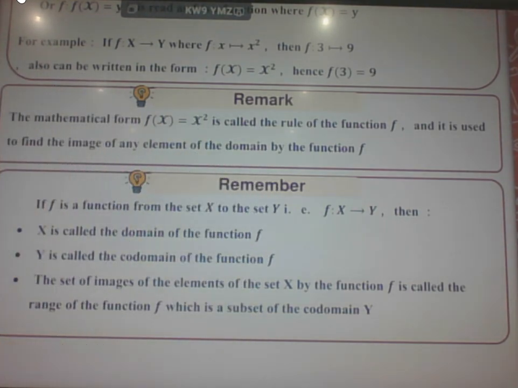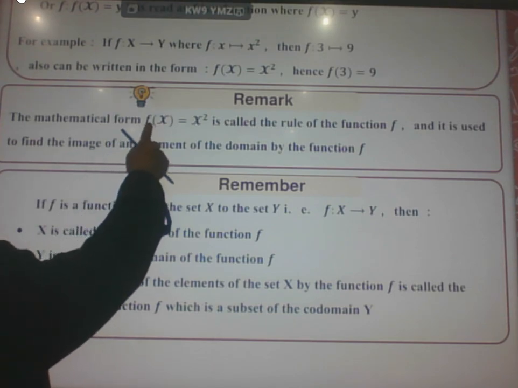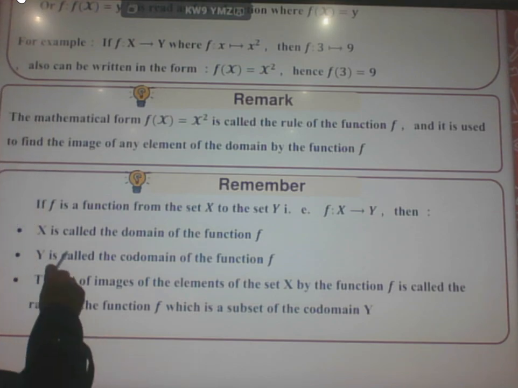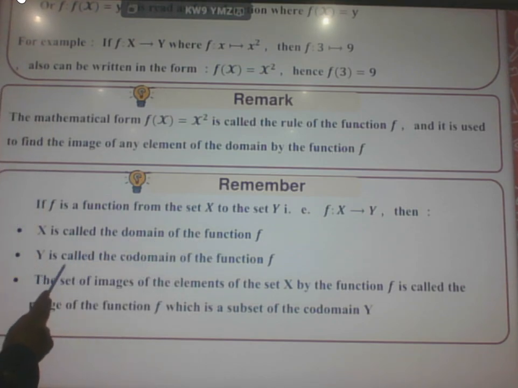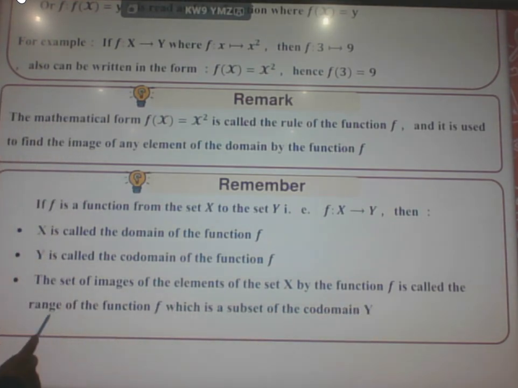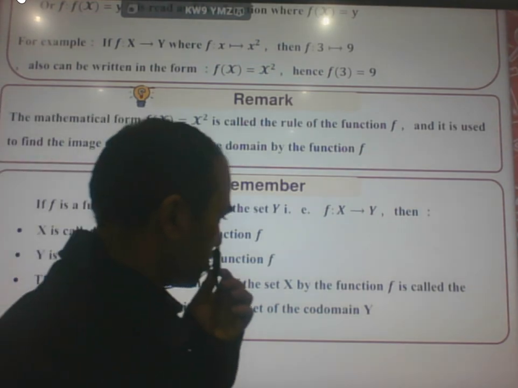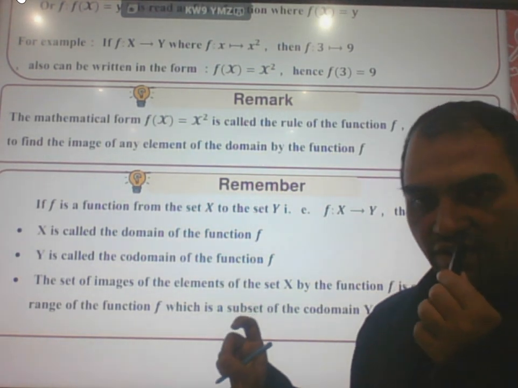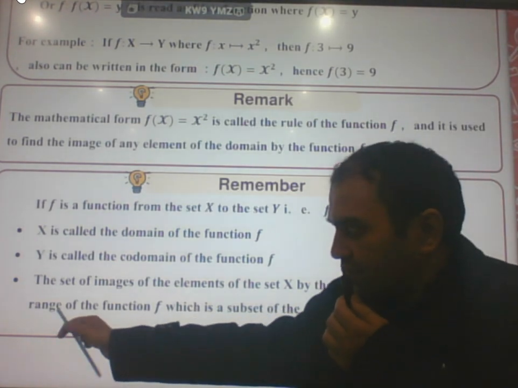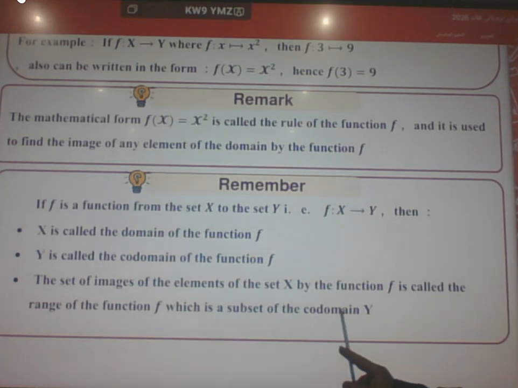It's used to find the image of any element of the domain by the function. The domain here and codomain, the image is answered with the rule. X is called the domain, okay, and Y is called the codomain. And the set of the images of the elements of X by the function f is called the range. We call this the range of the function f, which is a subset of the codomain. Okay, the range is a subset of the codomain.